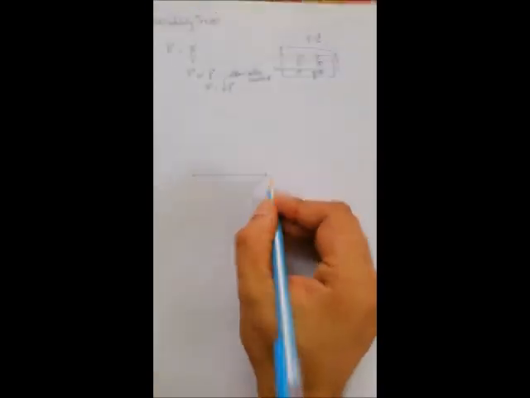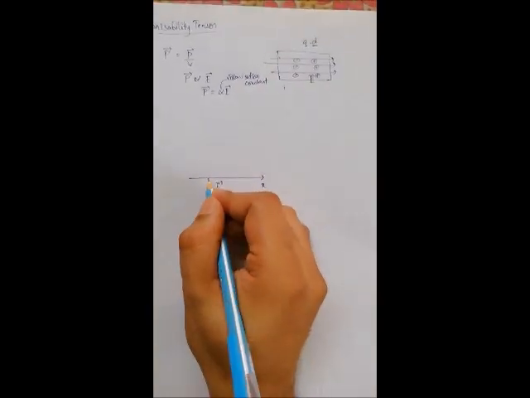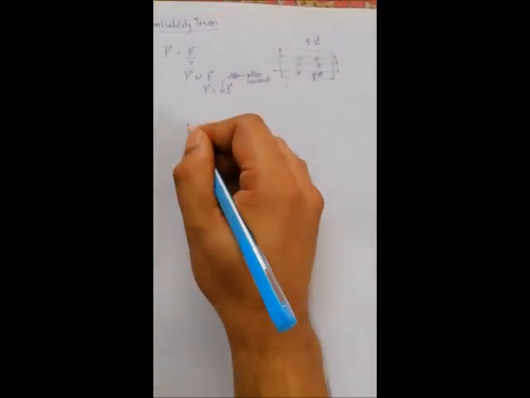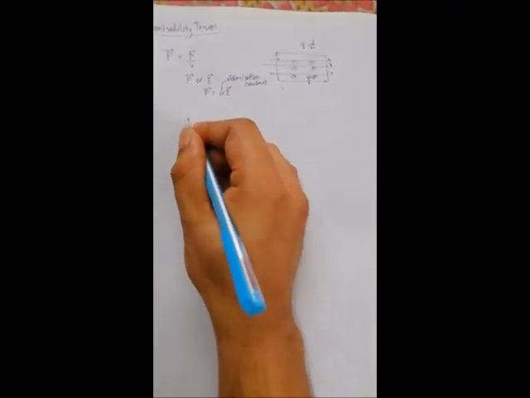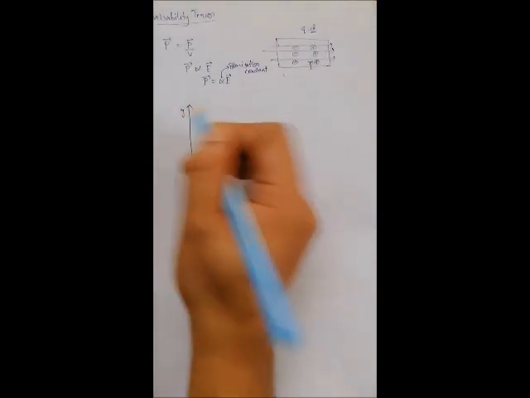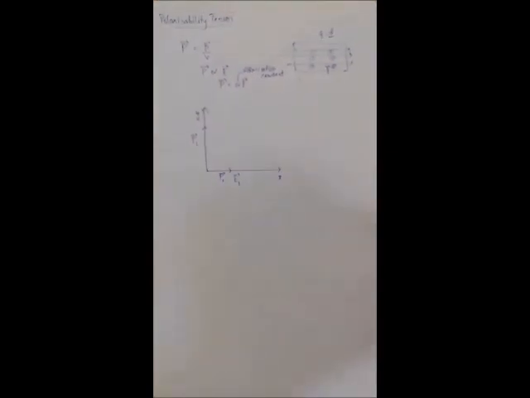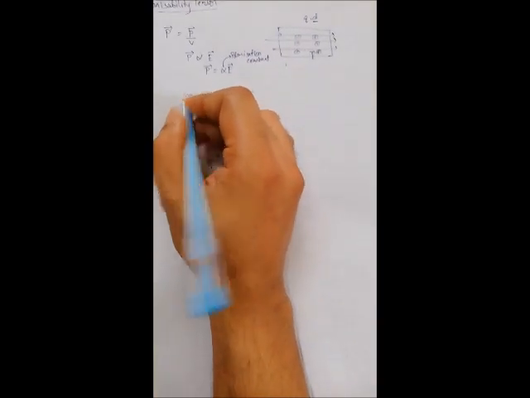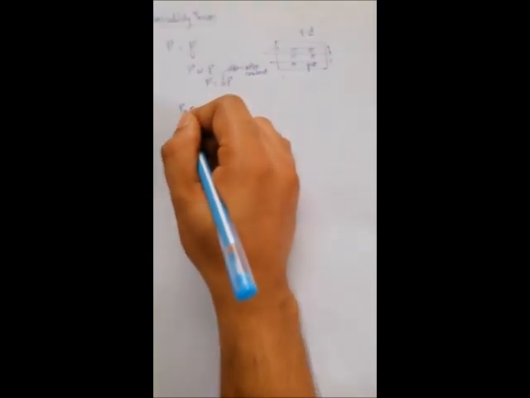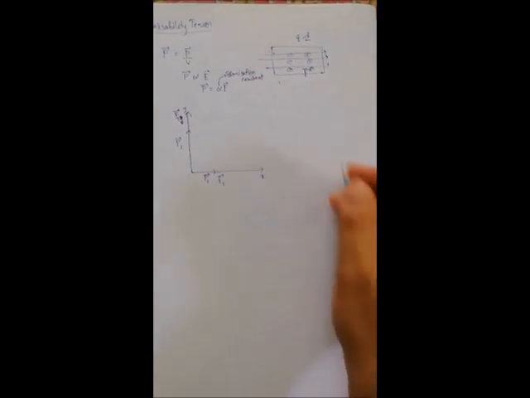So suppose you apply an electric field along the x direction, and suppose this much polarization is induced. Now suppose you apply an electric field of the same magnitude along the y direction, and suppose this much polarization is induced in the y direction. This is the electric field E2, along the y direction.